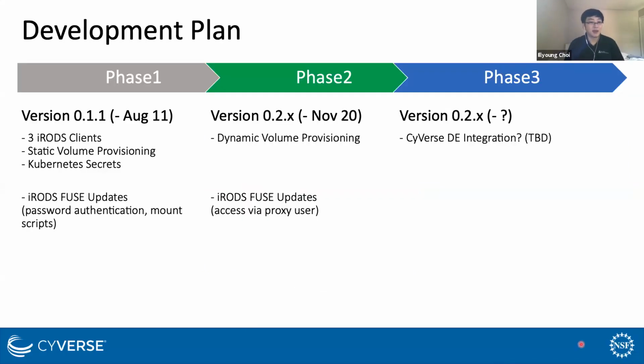Here's the development plan. I just finished development phase one. In phase one, three iRODS clients are supported and static volume provisioning is supported. And iRODS FUSE is also updated to support password authentication. Development phase two started a few days ago. In this phase, I will add support for dynamic volume provisioning. iRODS FUSE will also be updated to allow proxy user access. Phase two will be finished in November.